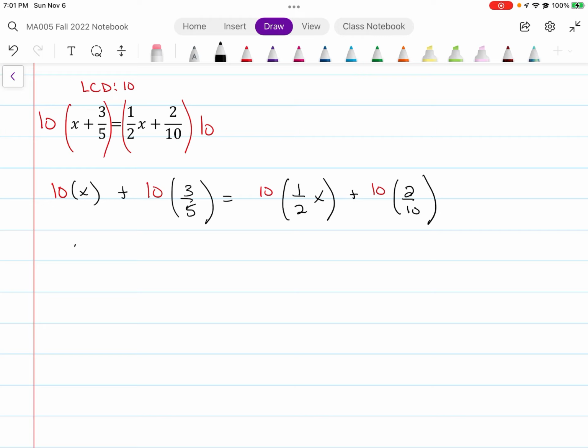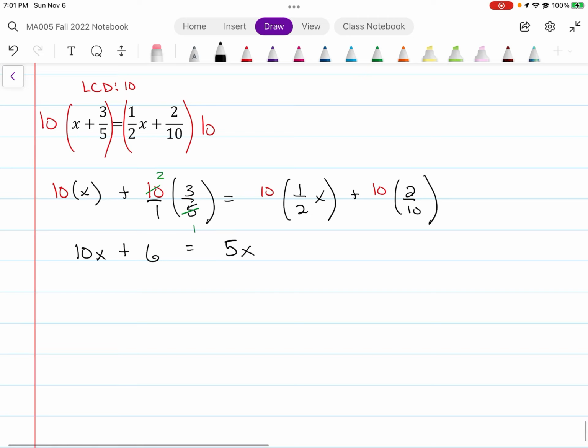All right, so we've got 10 times x plus 10 times 3/5. So the 10 and the 5 reduce, so I get 1 and 2. So 2 times 3 is 6. All right, 10 times 1/2. What's 1/2 of 10? 5. And don't forget the x. And here, the 10s just cancel out altogether, and I get 2.